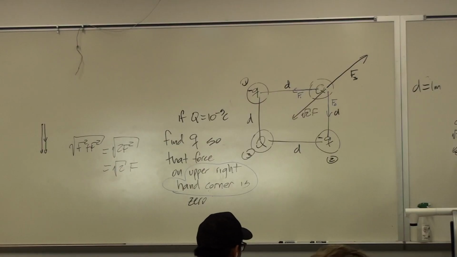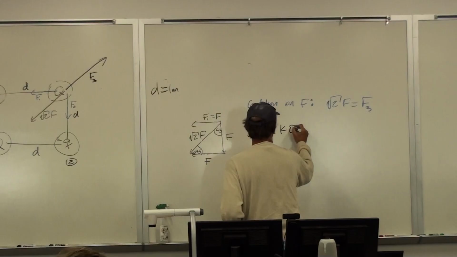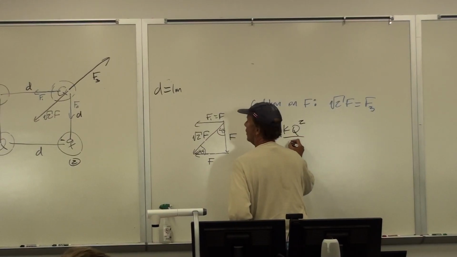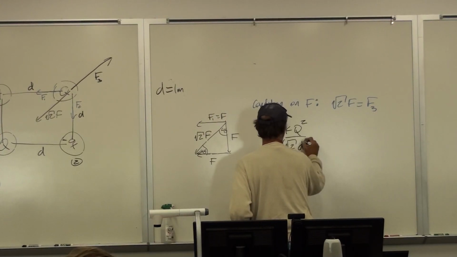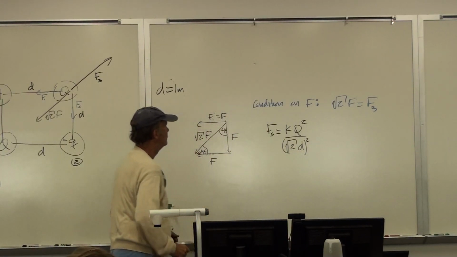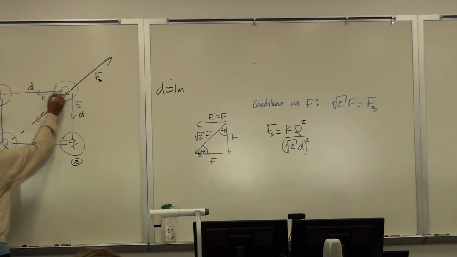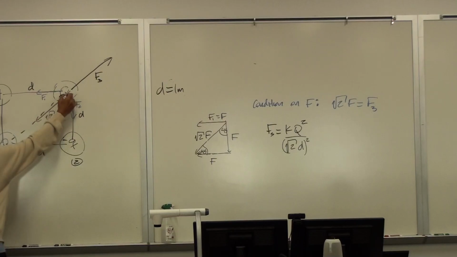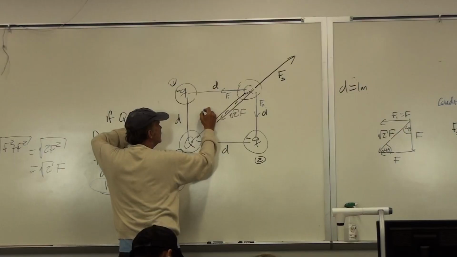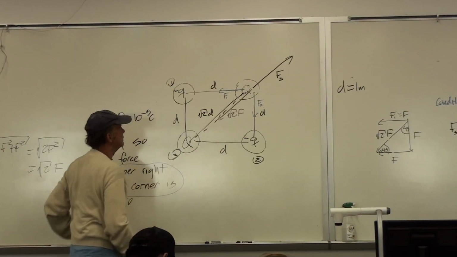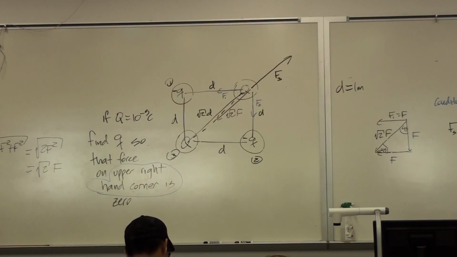So f3 then, what's that? Well, that's k times q1 times q2 over the distance. That's the square root of 2d squared. So that's over this distance. This distance is d, but again, this is a 45, 45, 90 right triangle. So the distance between these two charges is the square root of 2 times d. It's a little longer than the side lengths because it's the length of the diagonal.